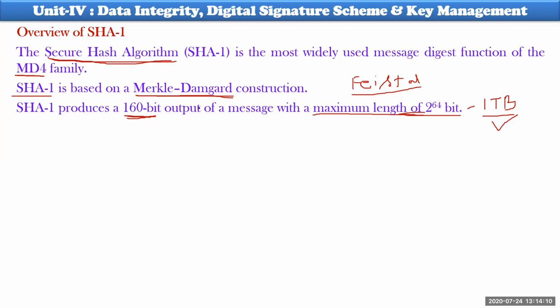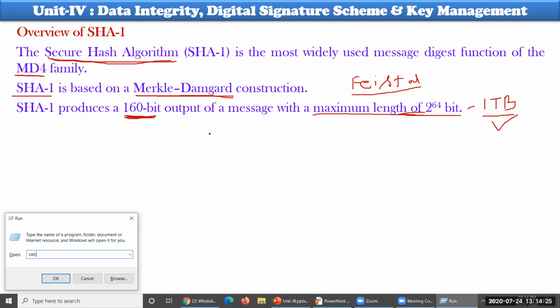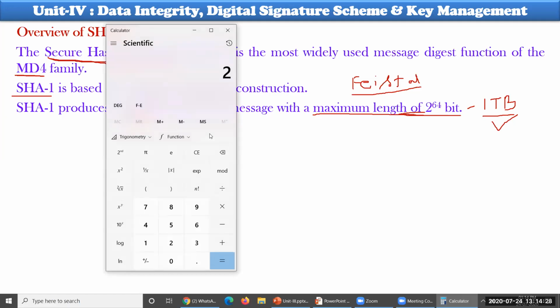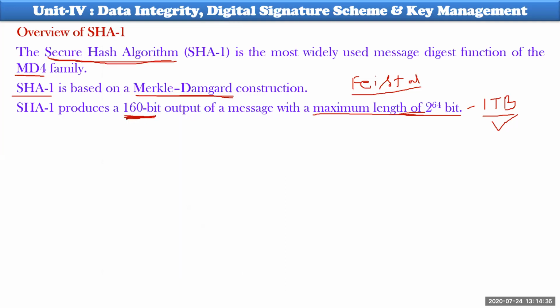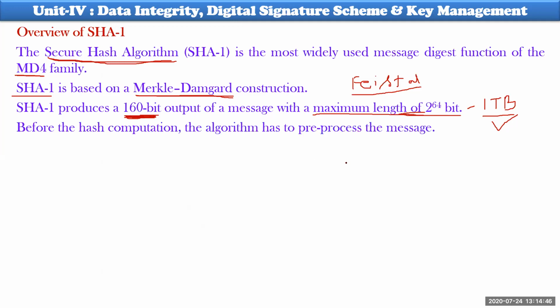And finally, after doing some kind of operation, it generates a 160 bit output message here. 160 bit, obviously, you can consider 160 divided by 8. That is 20 bytes of data generated as the output here. So 20 characters of output are generated by SHA1. That is the importance of this particular SHA.